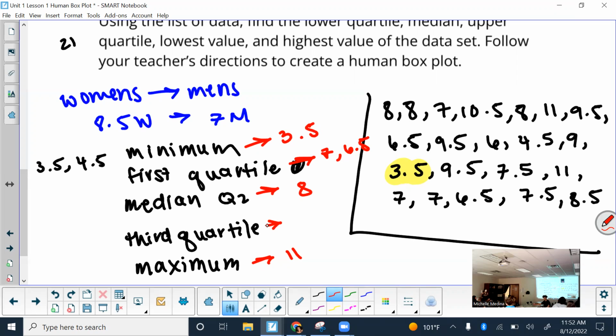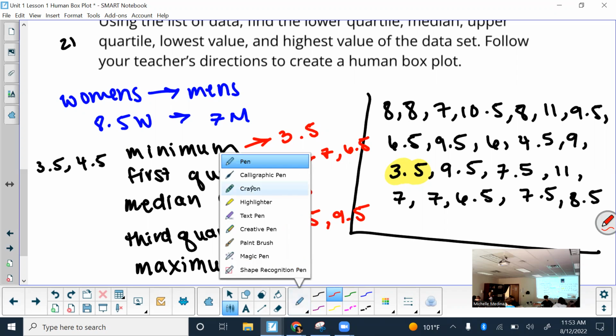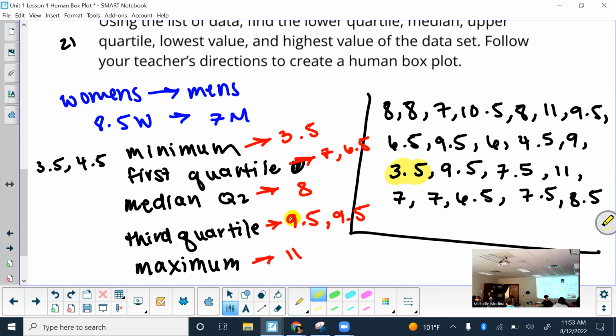Who had to hold the third quartile? What was your number? No, yours was 9.5 and yours was. So that one's easy when it's the same number, because when I take the average of 9.5 and 9.5, my third quartile ends up being 9.5. All right. When they're different numbers, take the average of them.